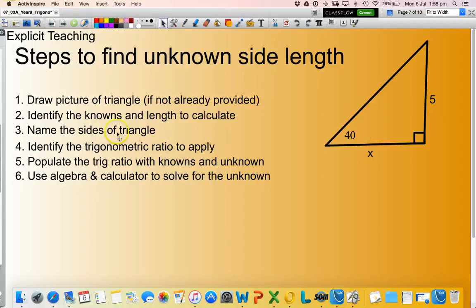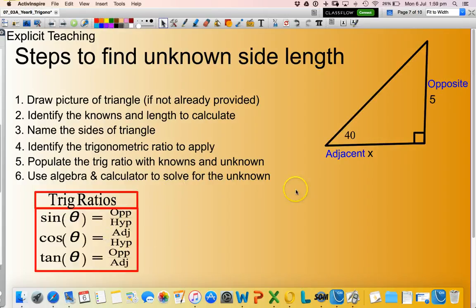Right, I'll name the sides of the triangle. I'll name this side here, the one with the x. There you go, that's the adjacent. I'll name this side here, the 5. That's the opposite. I don't need to bother about this side here. There's no information in there that's useful. Now, what ratio do I use? What is the one that contains the opposite and the adjacent? Well, you can see here that tan theta equals opposite divided by adjacent.